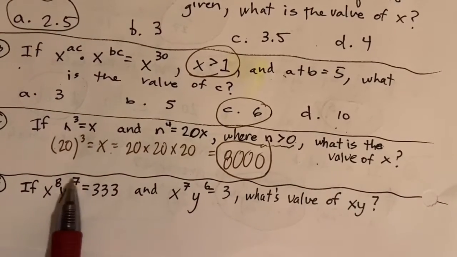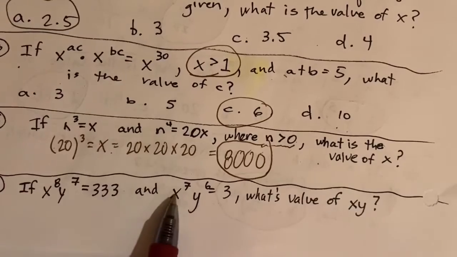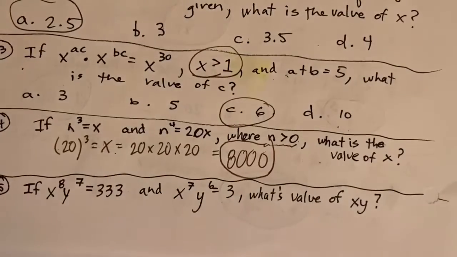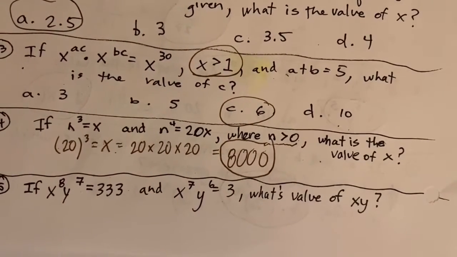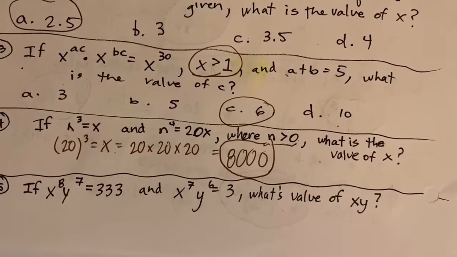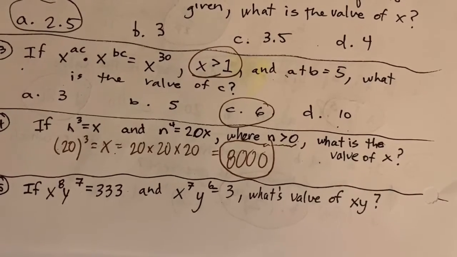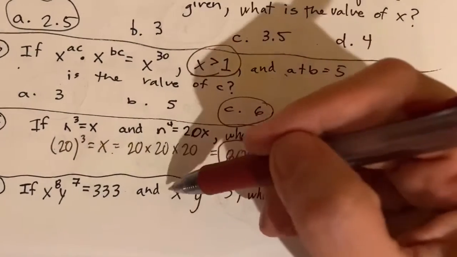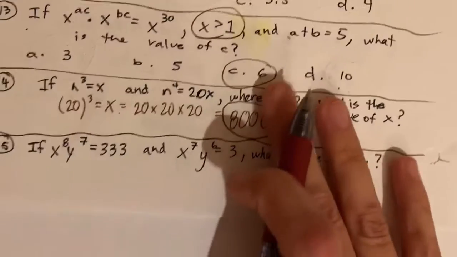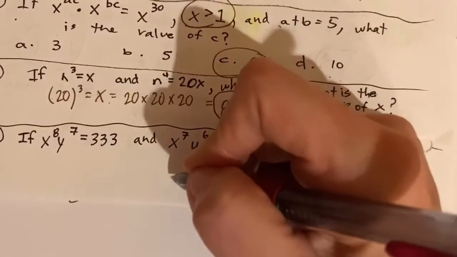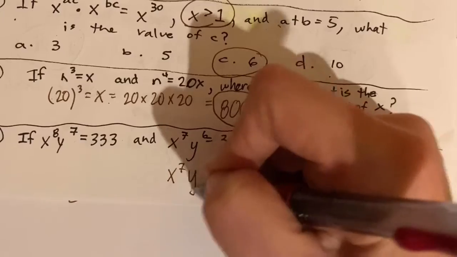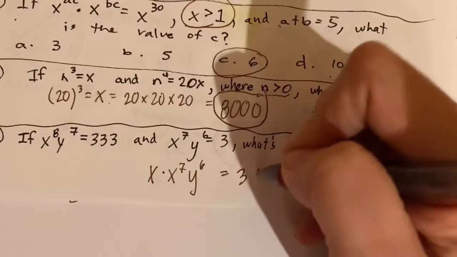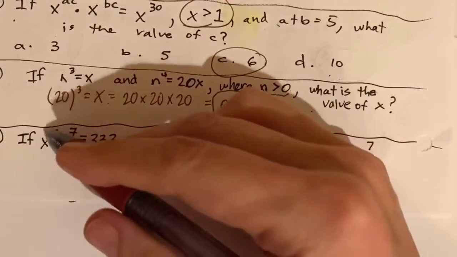15. If x to the 7th, y to the 6th is 333, and that's equal to 3. What's the value of x times y? Okay, so it looks like I'm really close to this being, this is almost this if I multiply more things on both sides. So let's do that. We've got x to the 7th, y to the 6th. Let's multiply another x on both sides. So now I'm going to have x to the 8th.